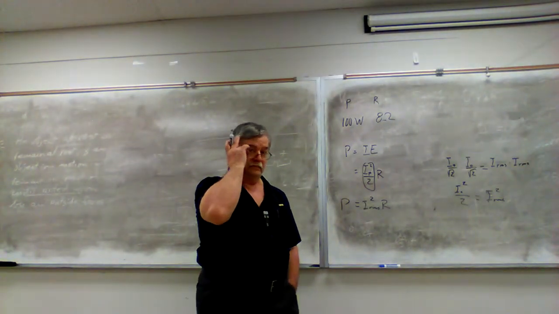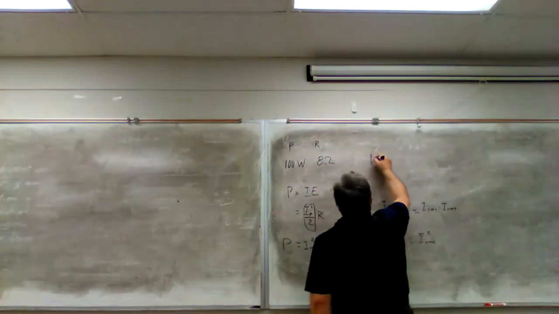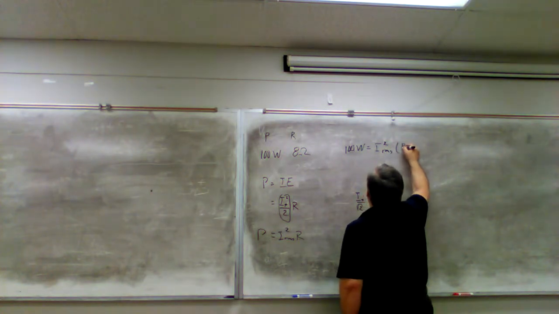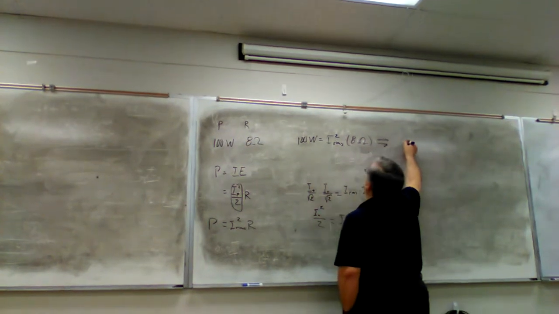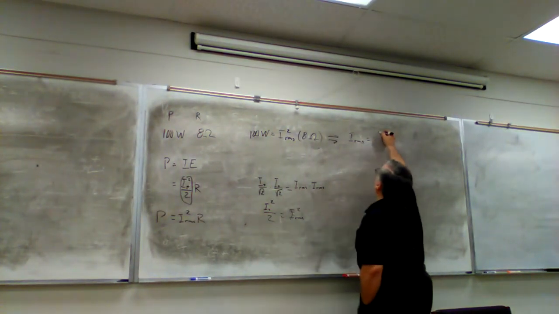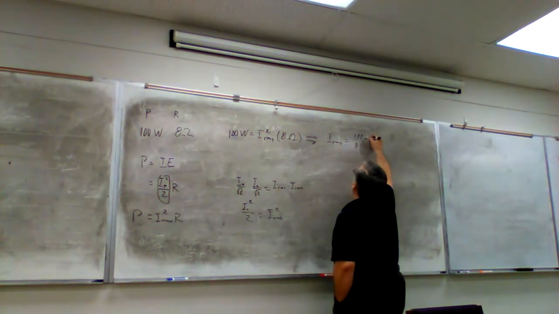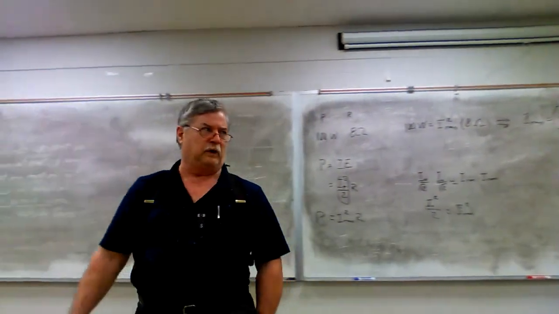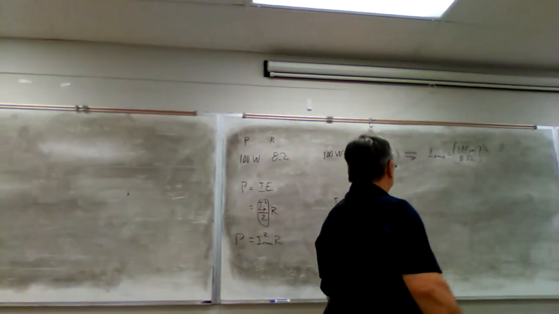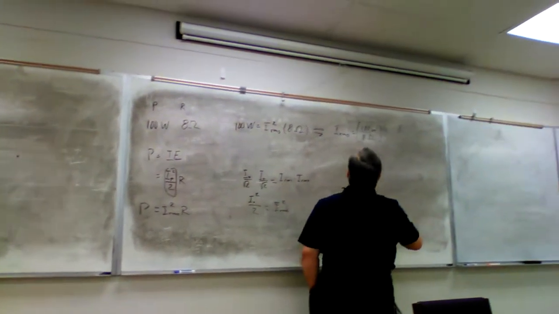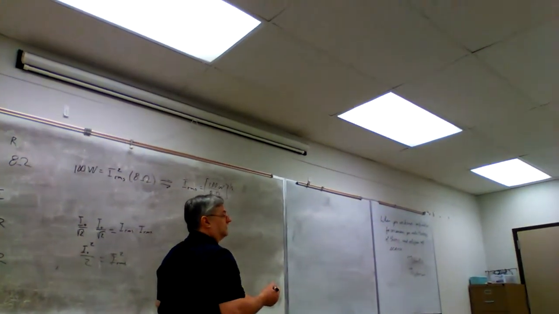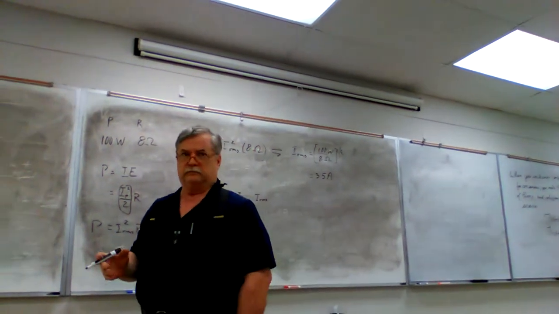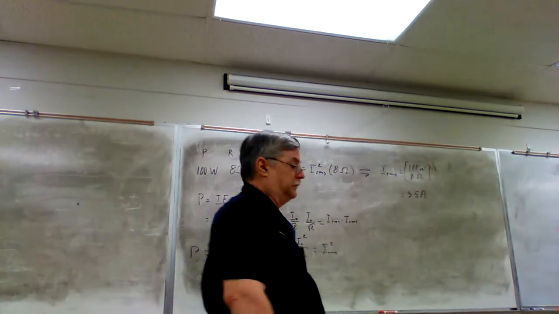Everybody with me? Well, 100 watts equals IRMS squared times 8 ohms. That gives us IRMS equals, forgive me if I skip a couple of steps, the square root of 100 divided by 8, which is what? 12.5, so 3.5 amps. That's your RMS current. What else do they want to know?